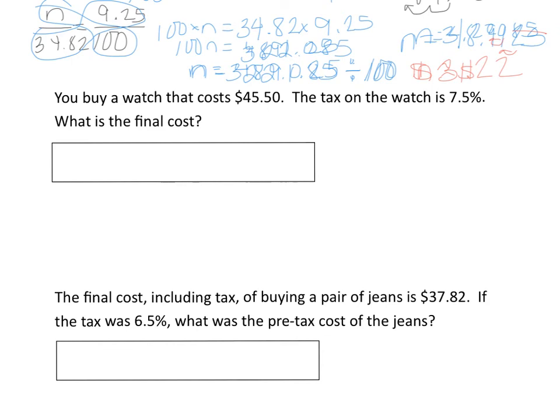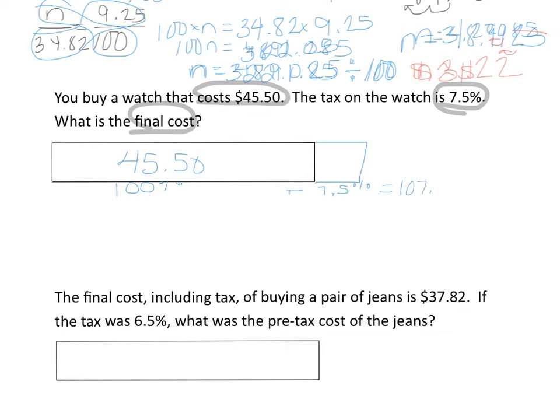The second problem, you buy a watch that costs $45. The tax on the watch is 7.5%. What's the final cost? All right, we have our bar, which represents 100%. And 100% is the cost of $45.50. They've added on a tax, which is 7.5%. To get the final cost, we need to know that we are paying 107.5%. We set up our proportion.